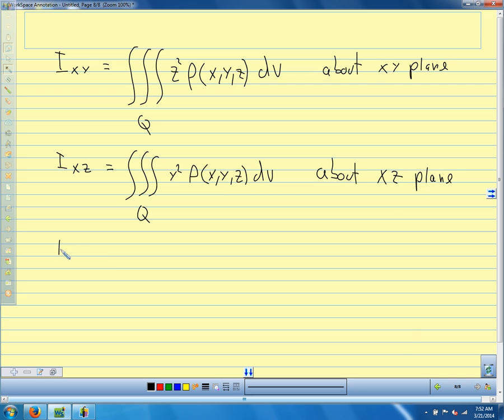And finally, which combination do we have? xy, xz, yz. I sub yz is going to be our triple integral. The distance from the yz plane is x.